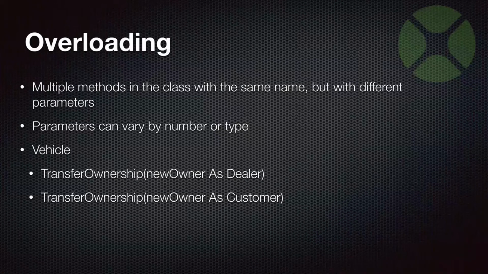So that's one way you could take advantage of overloading. Now, you don't always have to use overloading. I could have just named these methods differently. I could have called the first one transfer ownership to dealer, and the second one transfer ownership to customer. Could have done that, and then they're totally independent. But sometimes for ease of use, it makes sense to just use the same name and allow different parameters to be used along with it. But that's more of a design decision on your part.